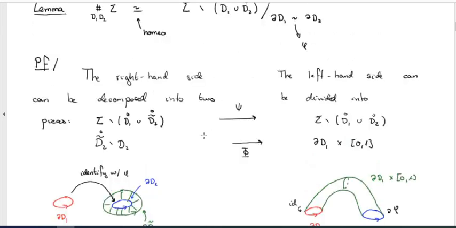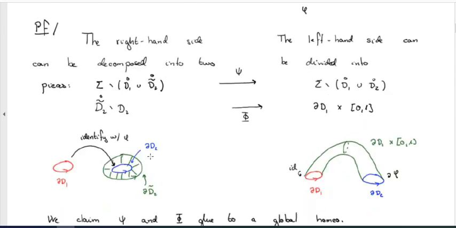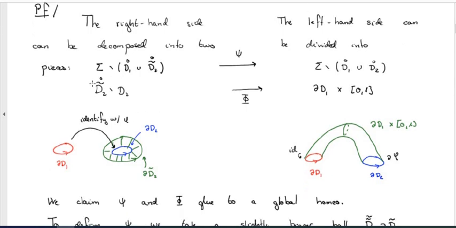Now, the right-hand side, the new surface, is a bit different. So we want to decompose it again into two pieces. One of them should play the role of the cylinder, and the other one should play the role of the rest of the surface. So the way to construct the cylinder, you should first observe that partial d1 is directly identified with partial d2, so there's no cylinder at all.